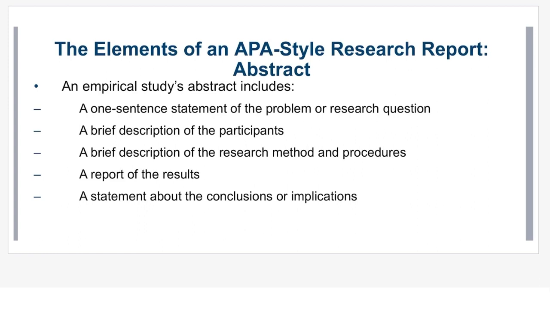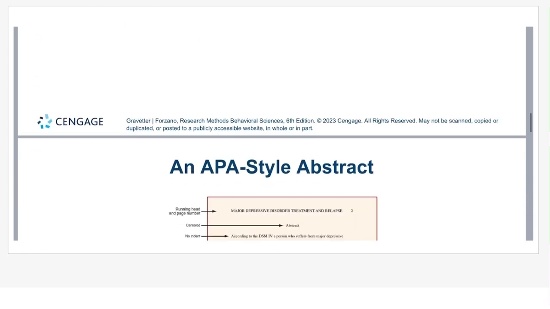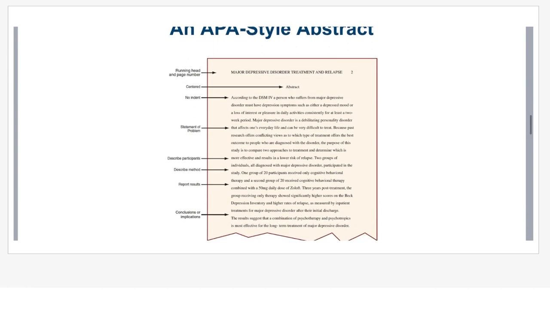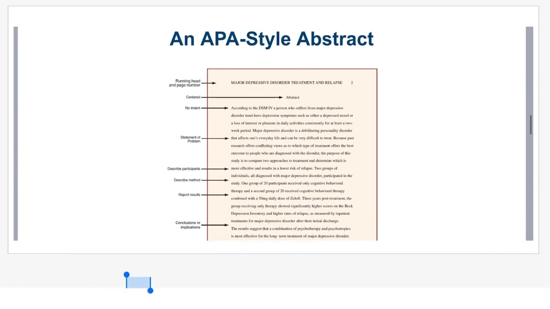So that includes a one-sentence statement of the problem or research question, a very brief description of the participants, a very brief description of the method and procedures, again, a brief report of the results, and a statement about the conclusions or implications from the study. So the example here, this is something that's just better to see, right here in figure 16.2 from your book.